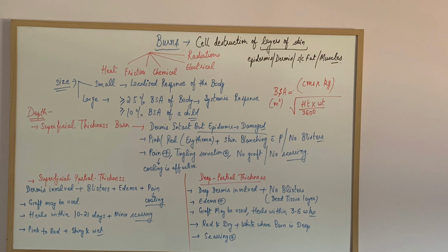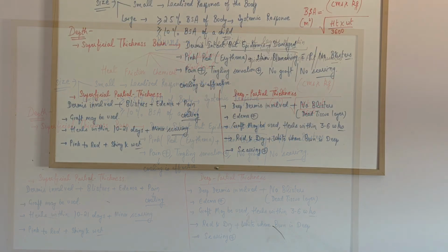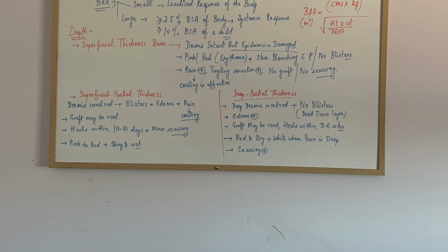Okay, and this burn from external appearance is pink to red, plus it is wet to shiny in appearance. In this burn, grafting can be used in some cases, and because we are using grafting, scarring and minor pigmentation can be present. The healing occurs in 10 to 21 days, so it takes a bit long.